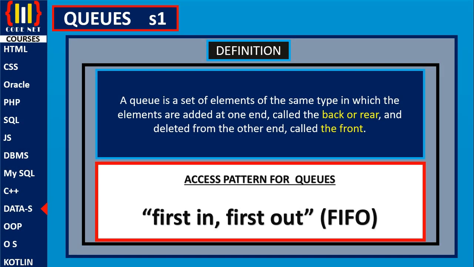In definition, professionally, it can be defined as a set of elements of the same type in which the elements are added at one end. The end where the addition is done is called the back, and the deletion is done on the other end. The end where the deletion is done is called the front. It is different from a stack as a data structure, because with a queue you don't do both operations, the deletion and the insertion, at the same end. They are done at different ends.